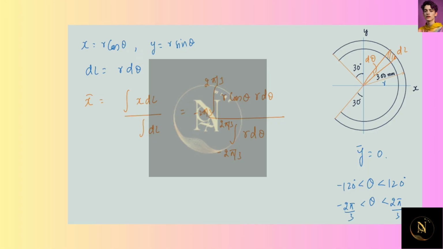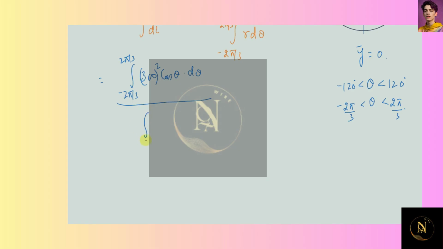Now we can put the values. r we have given as 300 mm, so we can plug it here. Integration from minus 2 pi by 3 to 2 pi by 3, r we have 300 cosine theta, and this is also r, so r and r will become r square, d theta, divided by integration from minus 2 pi by 3 to 2 pi by 3, and here it will become 300 d theta.